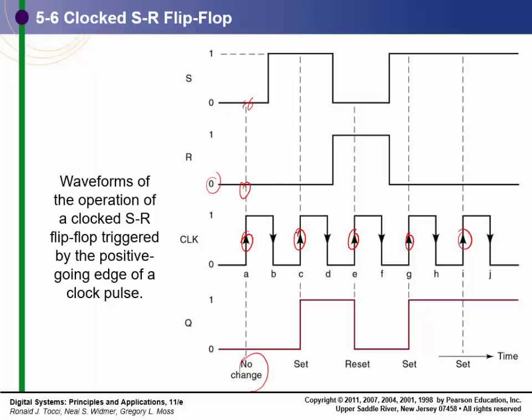Here on this rising clock edge, S is 1, so our output goes to 1. On this rising clock edge, the reset is high and the S is 0. Q goes to 0. Here the set is high, the output goes high. Here the set is still high, reset's still low, it still stays high. It doesn't change.